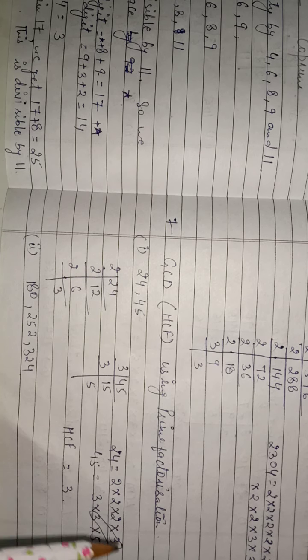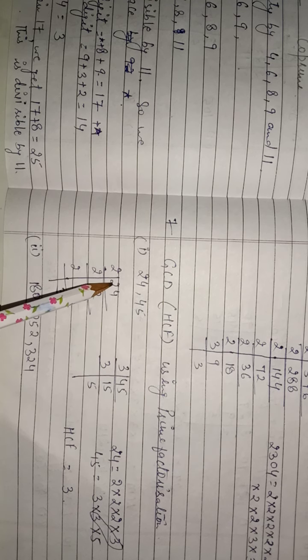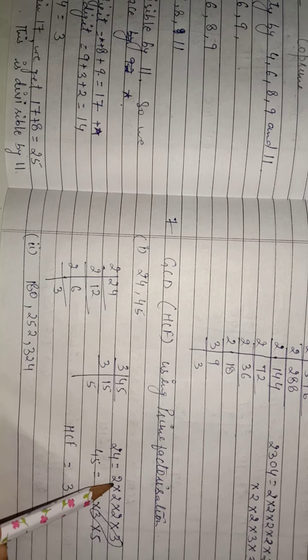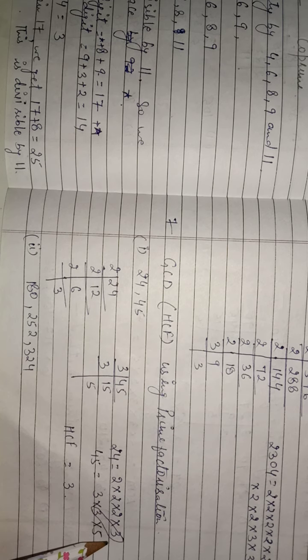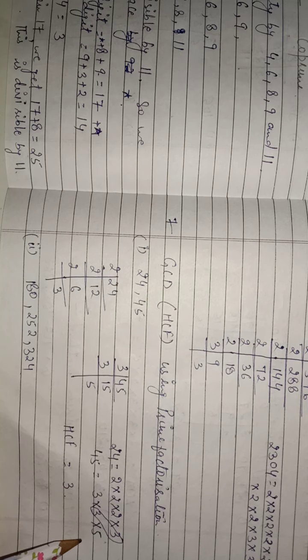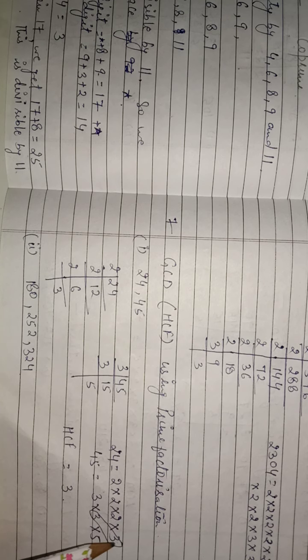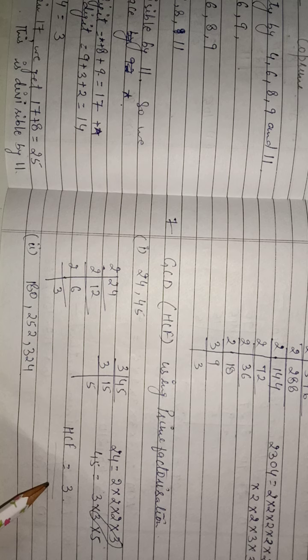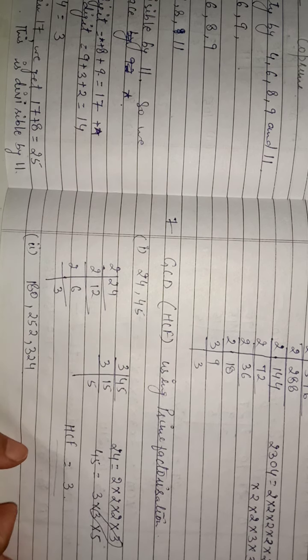So for prime factorization, first we find the prime factorization of 24 and 45. Here we get 24 equals 2 into 2 into 2 into 3, and the prime factorization of 45 is 3 into 3 into 5, and here the common factor is 3. So we can say that the HCF of 24 and 45 is 3. So this one is the GCD of 24 and 45. Same as we can find the HCF of the second part.